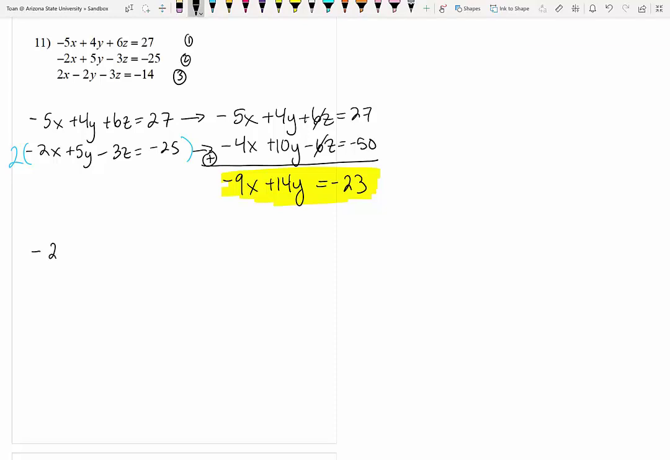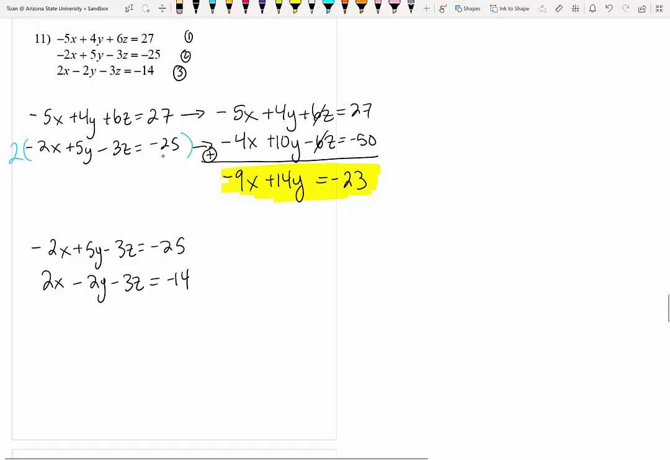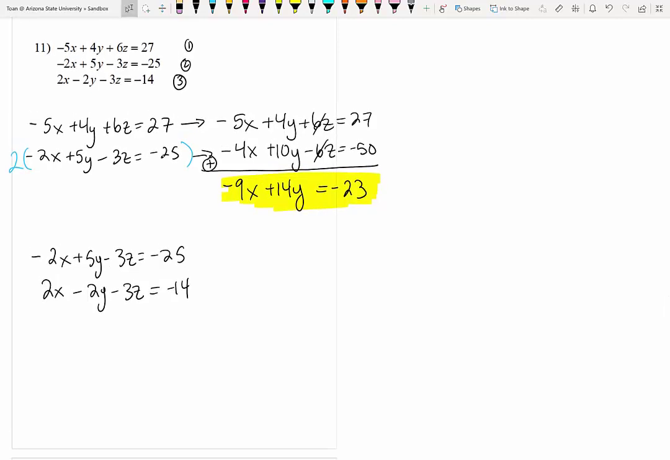So equation 2 is negative 2x plus 5y minus 3z equals negative 25. And equation 3 is 2x minus 2y minus 3z equals negative 14. When you do the second step, you must eliminate the same variable as you did before. So since we eliminated the z's before, we have to eliminate the z's now. Fortunately for us, they're already the same number, so I'm happy, that's good. But notice how they have the same symbol.